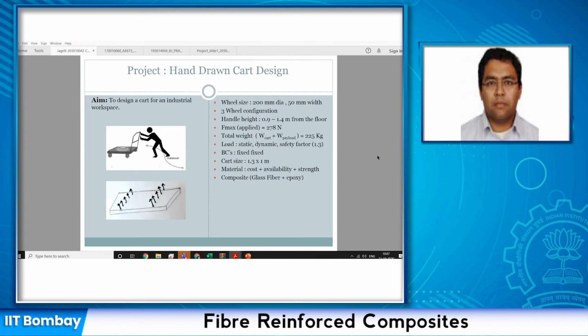For modeling such a problem, fixed boundary conditions are considered at the wheel conjunctions. The wheel or axle system will exert UDL kind of reaction forces on the cart, and the payload will also act as a UDL. On the basis of these load factors, the cart size is assumed to be 1.3 cross 1 meter. Factors driving the material selection are availability, cost, and strength criteria.